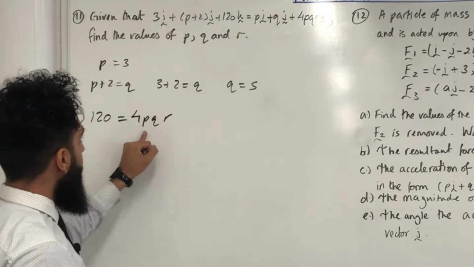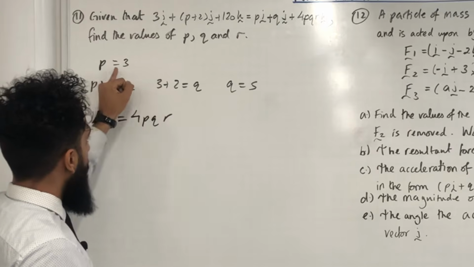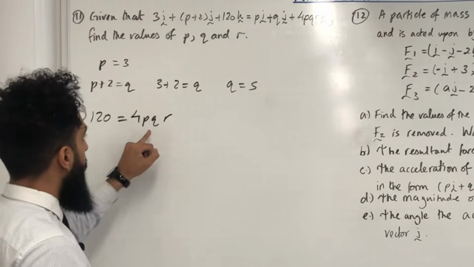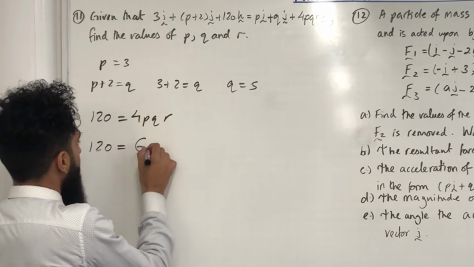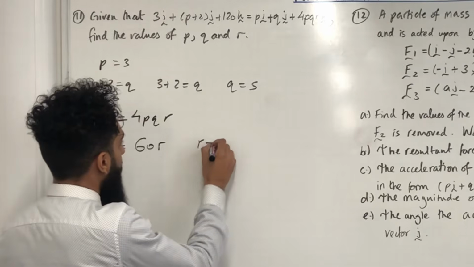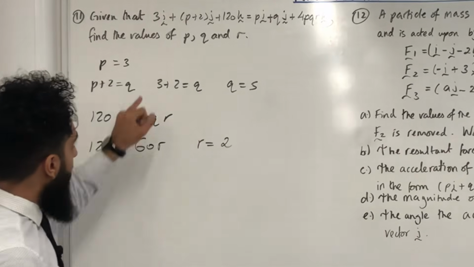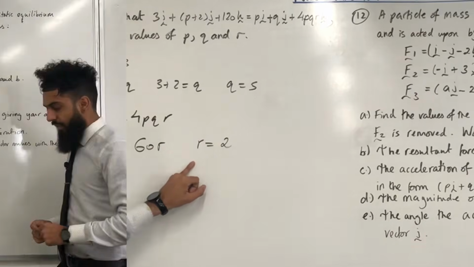But I know what p is, it is 3. I know what q is, it is 5. So if I put p equal to 3 into here, q equal to 5 into here, I get 120 is equal to 60r. Now I can solve for r to give me r is equal to 2. So p is equal to 3, q is equal to 5, r is equal to 2.